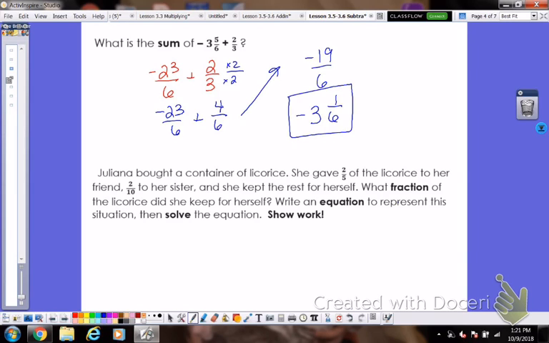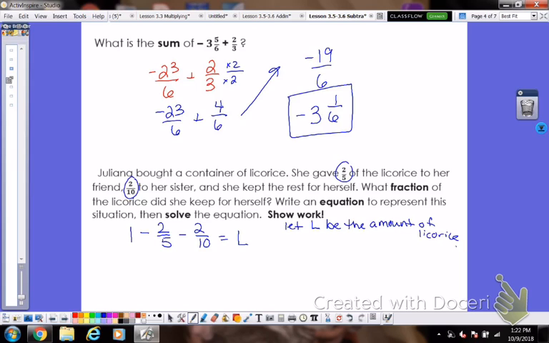Okay, so she started off with a whole container, so 1 whole container. Then she gave 2/5 to her friend. We'll go through, circle these. So she gave away 2/5, that's minus 2/5, and then gave away 2/10 to her sister, so minus another 2/10 equals what she has left for herself. Talking about licorice, so we're going to call it L. So let L be the amount of licorice.